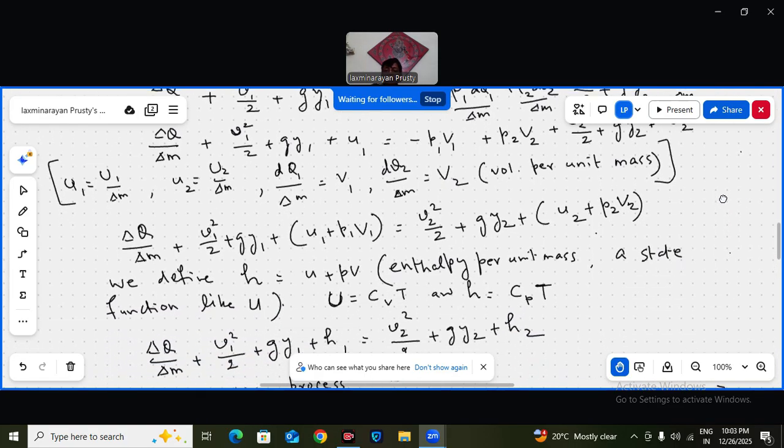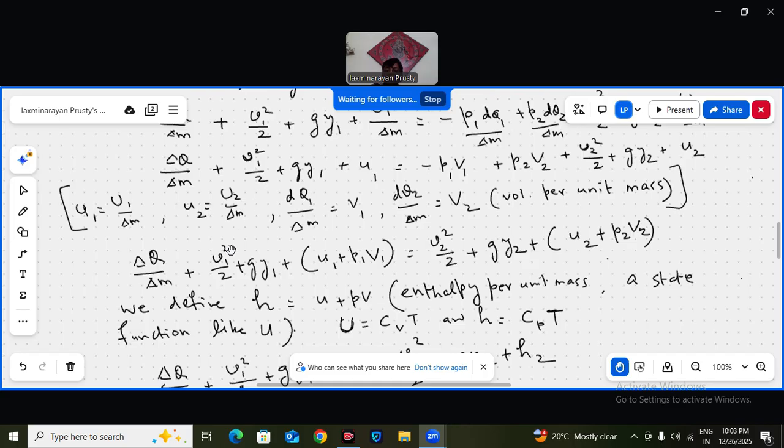Okay. So delta Q by delta M, V1 square by 2 plus gY1 plus P1 V1. I bring this to this side, so it is U1 plus P1 V1, equal to V2 square by 2 plus gY2 plus U2 plus P2 V2. This U plus PV we give a name, enthalpy. And all these are per unit mass, so this is nothing but enthalpy per unit mass. This is a state function like your internal energy per unit mass.